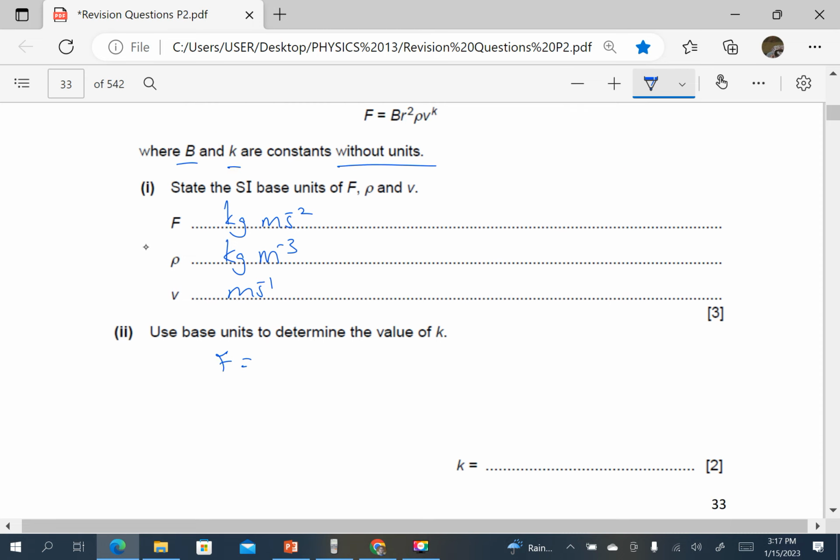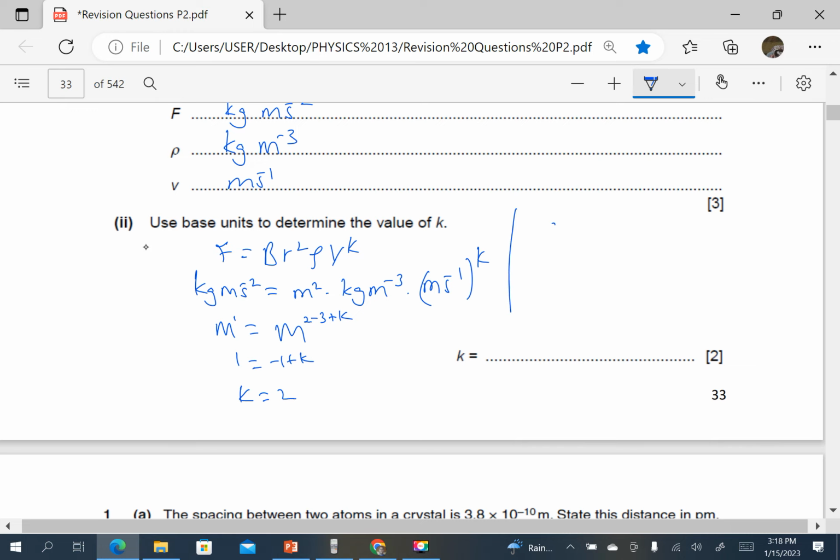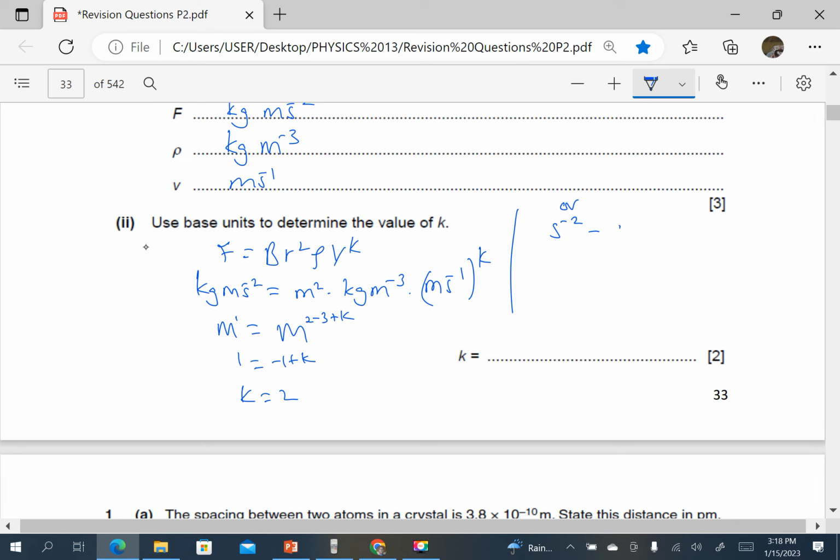So we have F is equal to B R squared rho V power K. F is kilogram meters per second squared. B has no units. R is meters squared. Rho is kilogram per meters cubed. And V is meters per second, but V is raised to power K. So this is meters per second raised to power K. I will use M. On the left, I have M power 1. On the right, I have M power 2 plus negative 3 plus K. Equating the powers, 1 equals negative 1 plus K. So it means K is equal to 2. Alternatively, I can use S. On the left, I have S power negative 2. On the right, I have S power negative K, which still shows that K is equal to 2. So the answer here is 2.